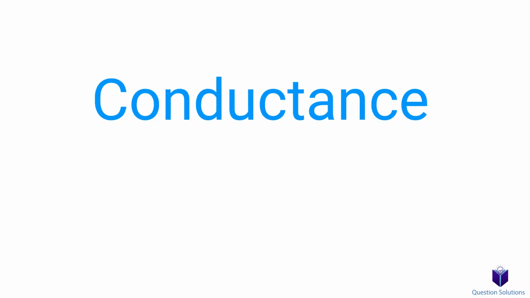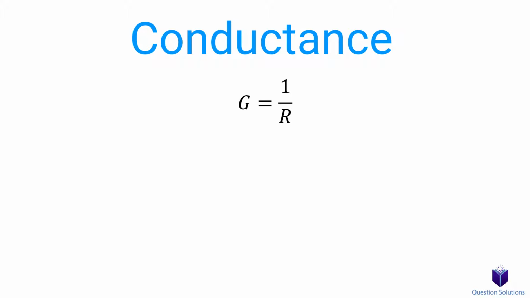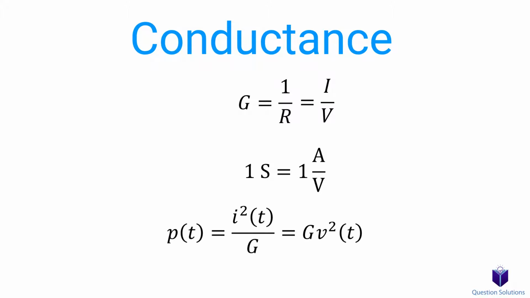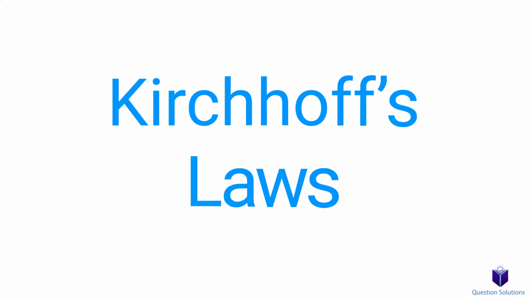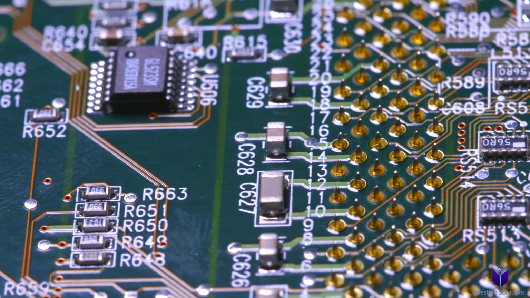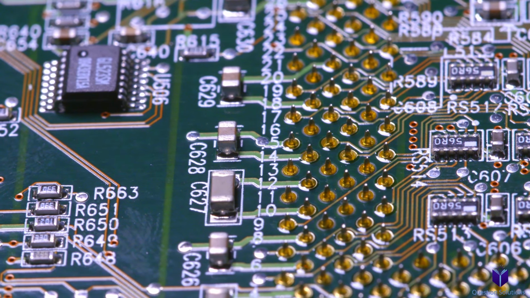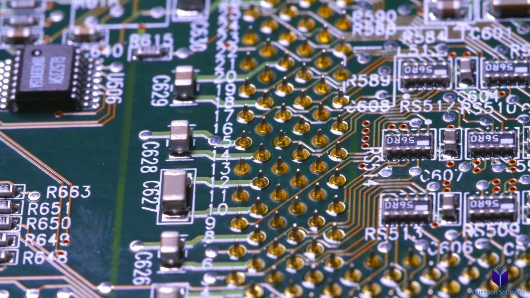The reciprocal of resistance is called conductance. It's represented with a capital letter G and it's equal to 1 over R, or current divided by the voltage. The unit for conductance is called a Siemens, and 1 Siemens is equal to 1 ampere per volt. We can also express power with conductance as well, like this. Just as Ohm's law is useful in analyzing circuits, another set of laws called Kirchhoff's laws are equally important.